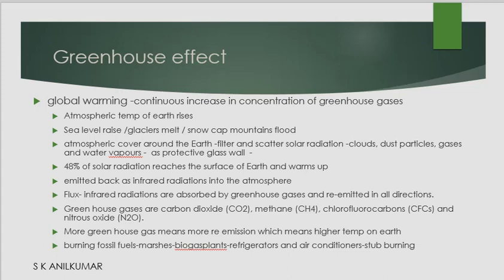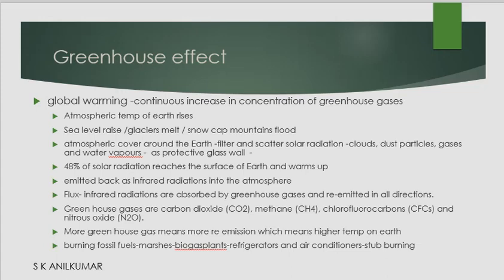Now, this global warming will cause the sea level to rise, will cause the glaciers to melt, and will make the snow on the snow-clad mountains fall down by melting as glaciers. All this can happen when global warming happens. These are the symptoms of global warming.